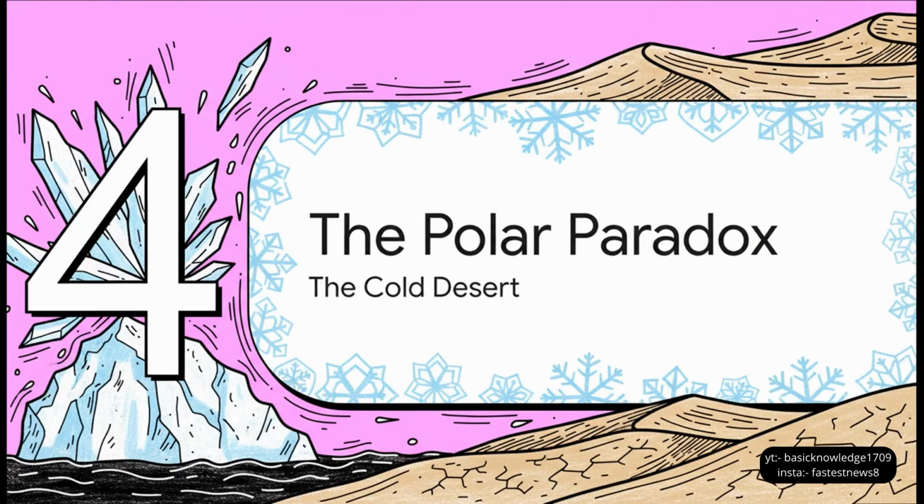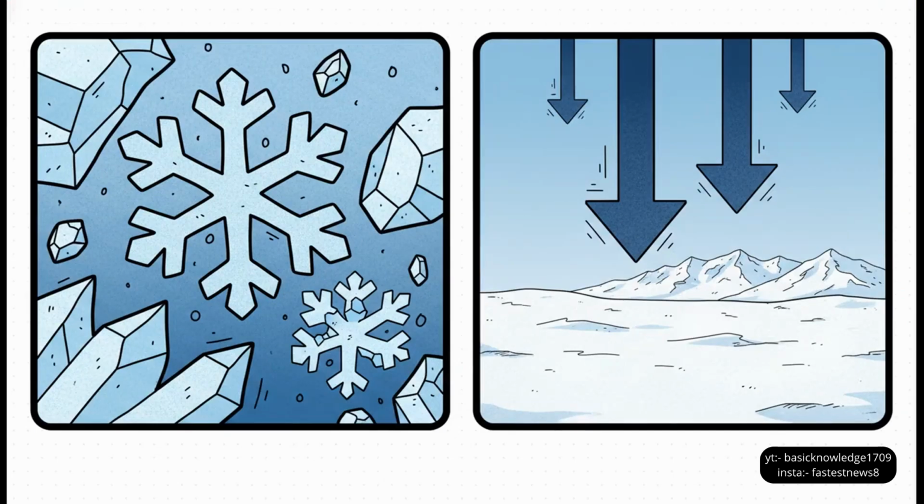For our final stop, let's head to the ends of the Earth, the poles. Here we find a fascinating paradox. These regions are covered in ice, yet they are technically deserts. How can that be? Well, it's icy for the obvious reason. It's incredibly cold. But it's a desert for the same reason the Sahara is a desert. Sinking air. The air at the poles is frigid and dense, so it sinks. This creates a high-pressure zone that, just like in the subtropics, prevents clouds from forming.